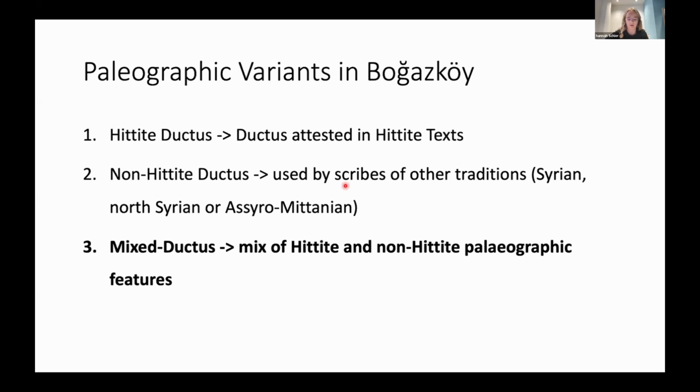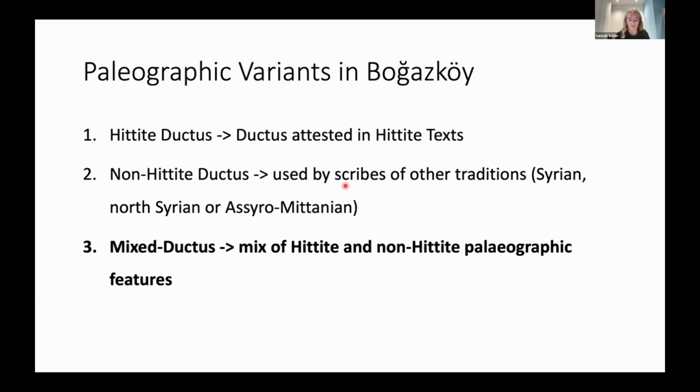State 2, the non-Hittite ductus. Specifically, the Assyro-Mitannian tradition. Broader sign geometry, more prominent horizontal wedges, a more open aesthetic that indexes a different scribal school, a different geographic origin, and a different political orbit.